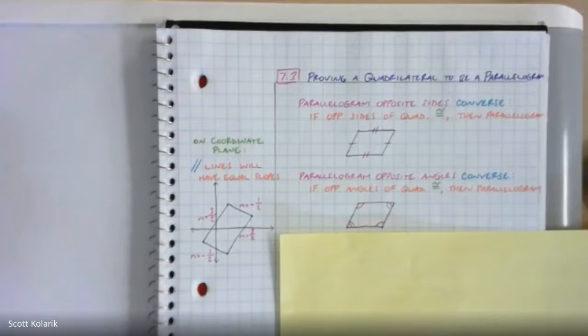And then lastly, we learned that inside a parallelogram, the 2 diagonals that we can create have to bisect one another. In other words, they chop each other in half. Okay, so that's what we learned in section 2.